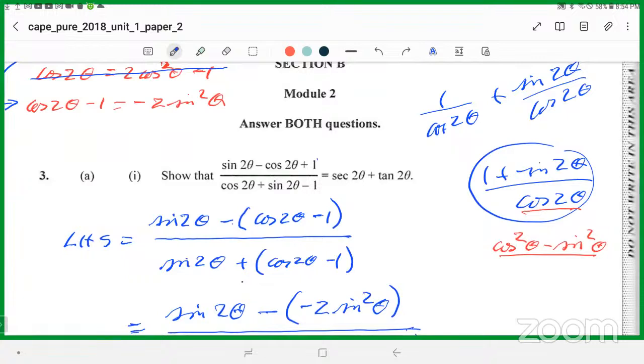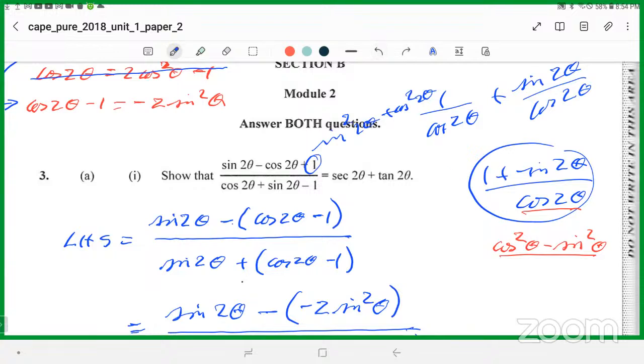Maybe I could have changed this and written sine squared 2 theta plus cos squared 2 theta. Something like that. And then factorize and all of that, and take out the 2 theta, since the answer has 2 theta in it. Even so, I'm going to try that way.